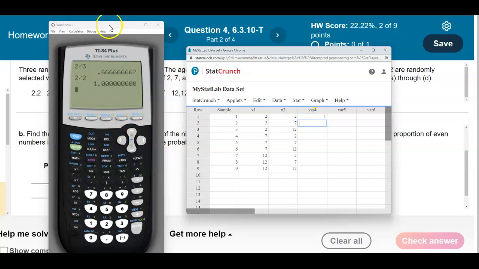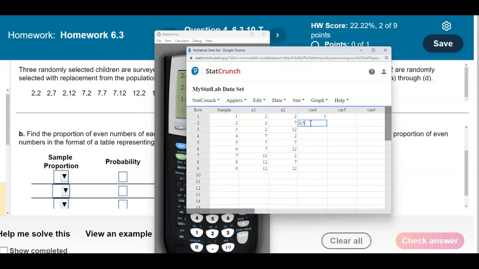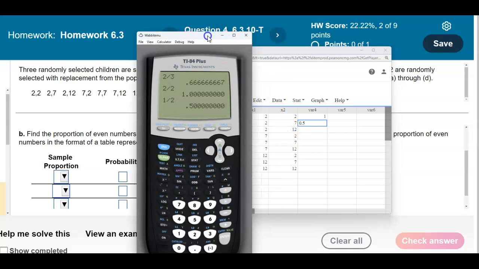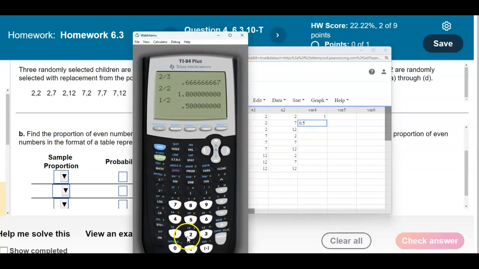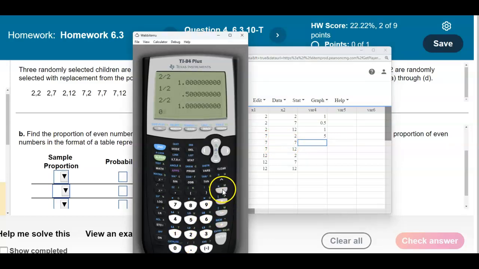So we have 1. Now the next thing is 2 and 7. So there's 1 out of 2. So 1 divided by 2 gives us 0.5. Then we have the next set of numbers, which are 2 and 12. So that's 2 out of 2, and then we have 1. Then we have 7 and 2. So we can see there's 1 out of 2 that's even. So that's 0.5. Here we have an odd number and an odd number, so that is 0 divided by 2. So therefore that's 0.